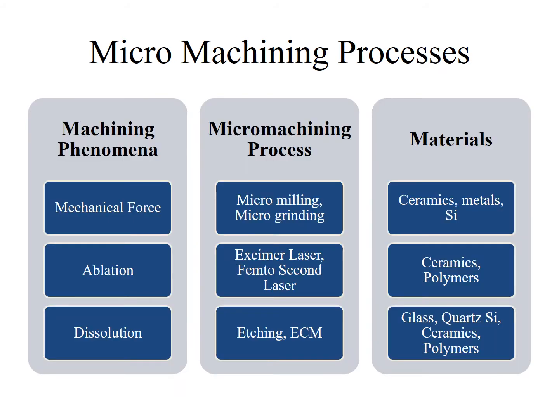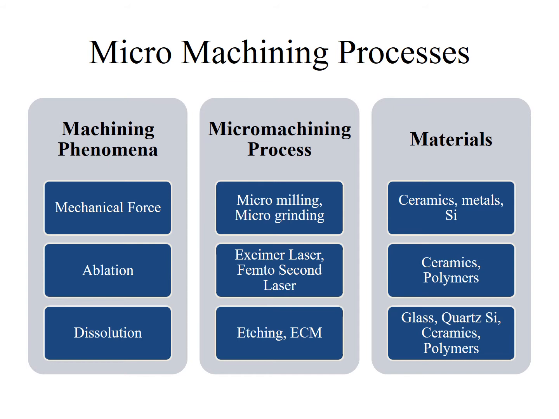So, micromachining processes are classified according to machining phenomenon. First is mechanical force, that is micro milling or micro grinding, which are used for materials like ceramics, metals, and silicon materials, that is semiconductors. Then if the machining phenomenon is by ablation, that is heating and vaporization, then the micromachining processes can be excimer laser or femtosecond laser. These processes are used on ceramics and polymers.